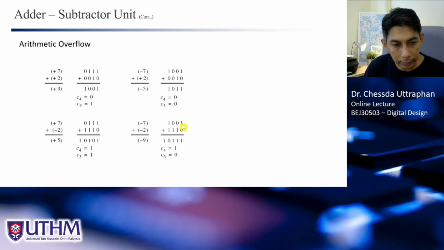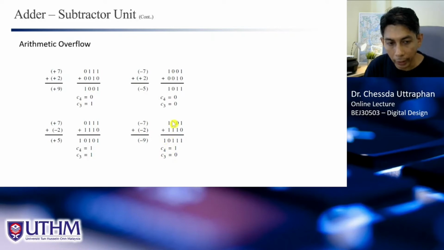Look at the last case. Both numbers are negative now, minus 7, minus 2, and the result, of course, should be minus 9. Right? This is minus 7, 2's complement, minus 2, we add, we have this, and we observe that C3 equal to 0, C4 equal to 1, and this is minus 9, and of course, minus 9 is out of the range already, and this should be overflow.